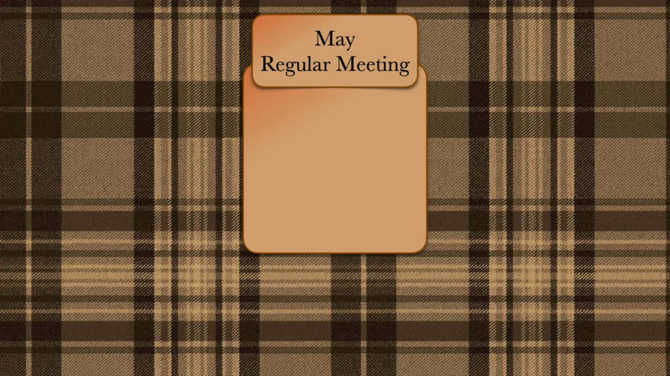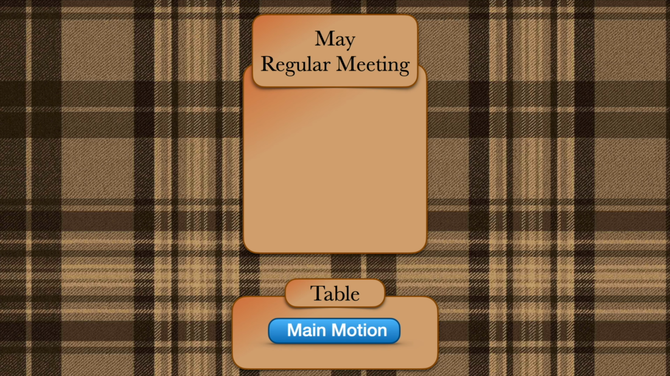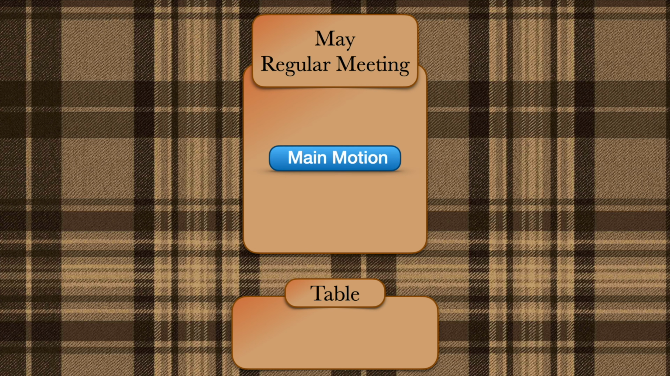Now, a question can be taken from the table at the same session where it was laid on the table. So let's say at the May regular meeting, a motion is made and seconded and placed before the Assembly for consideration. And then let's say it is laid on the table. It can, of course, be taken from the table at that session.